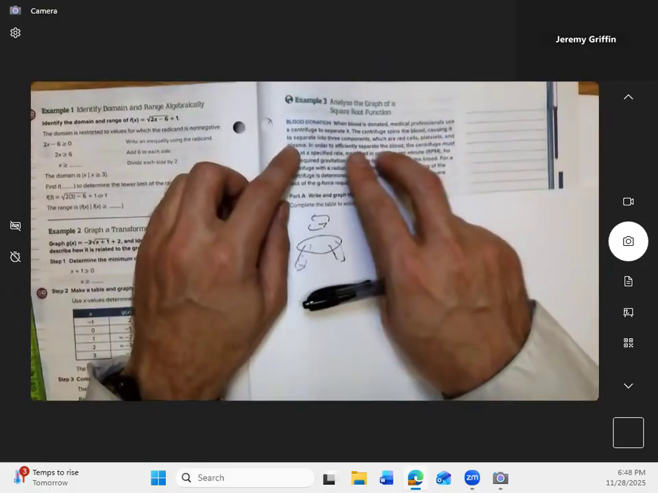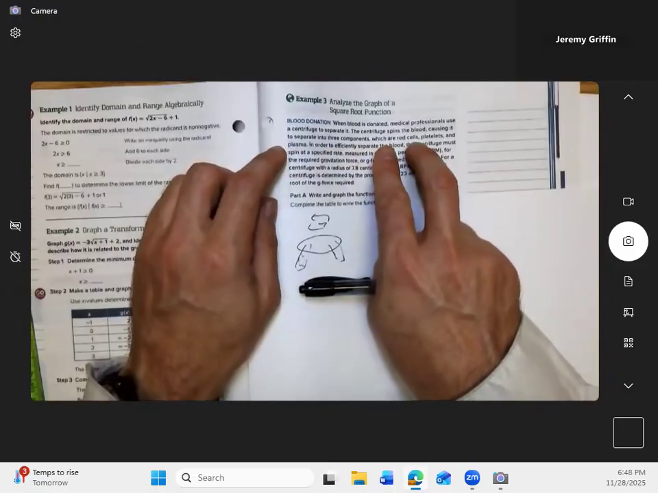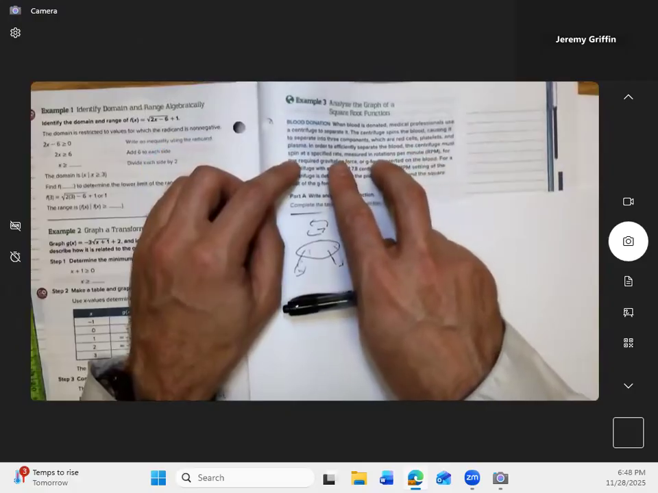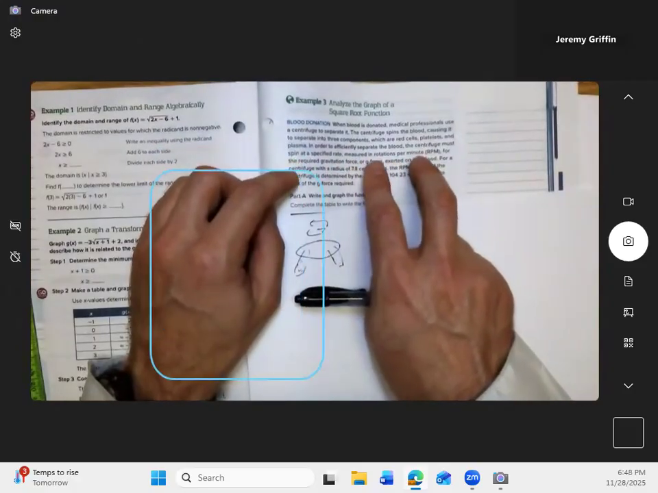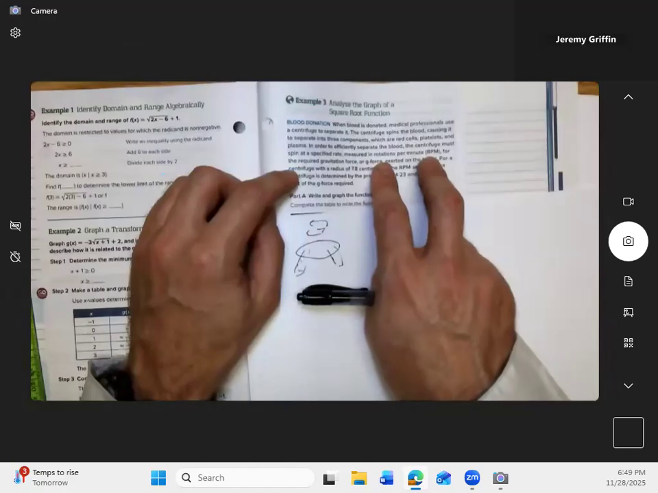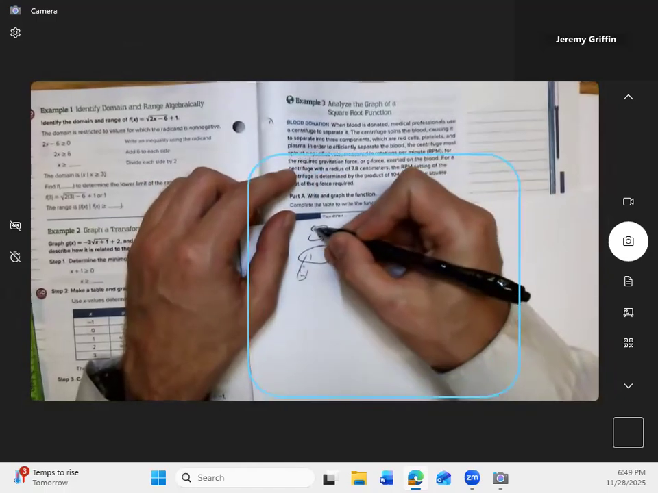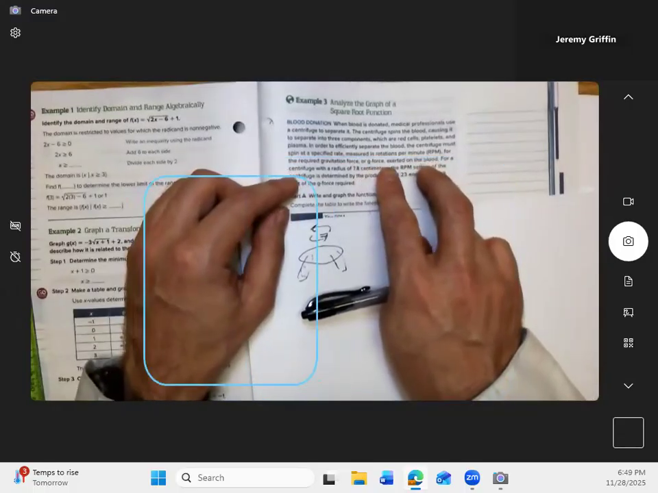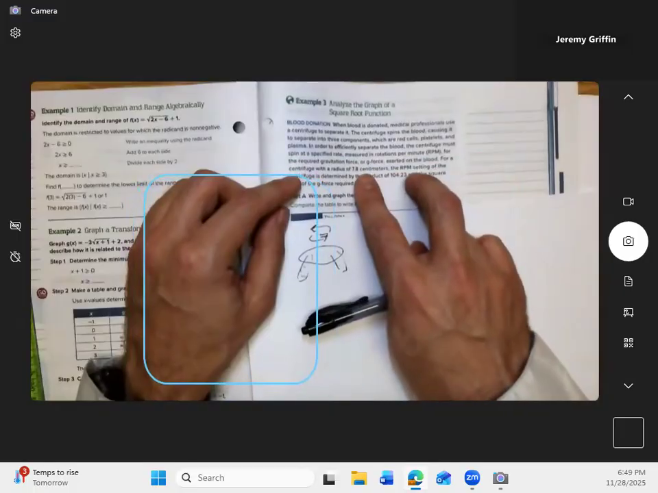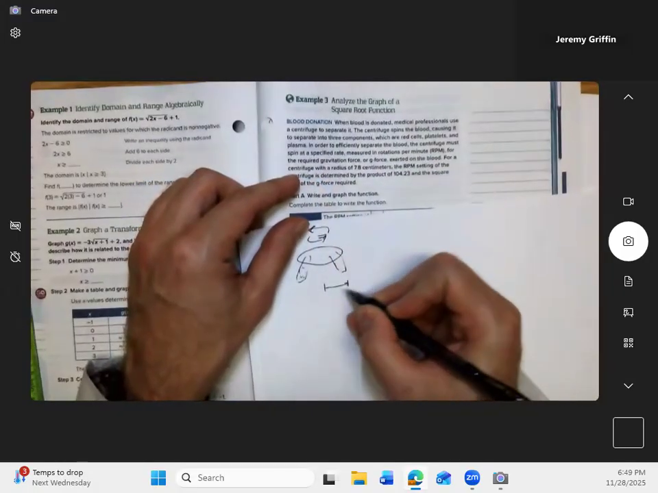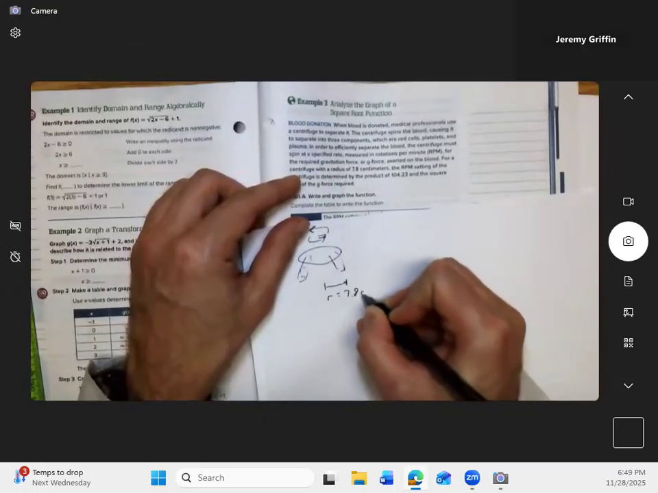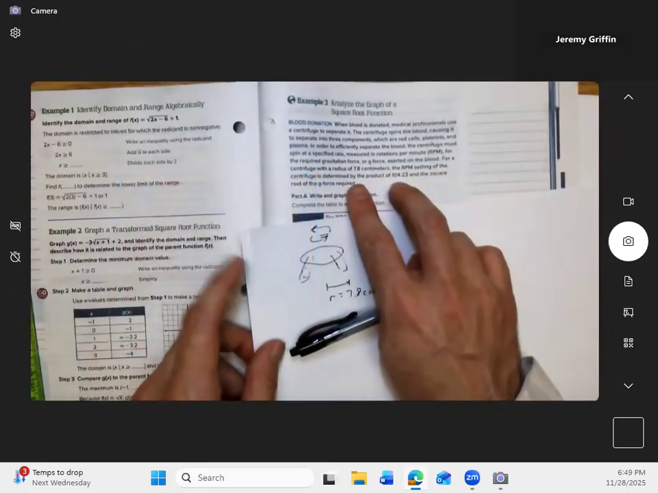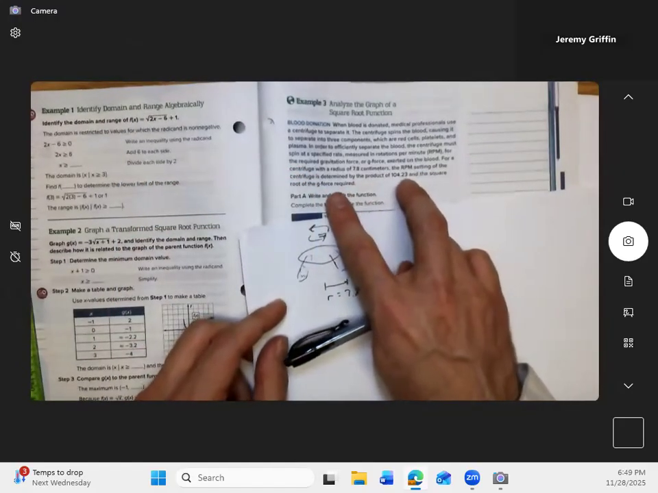The centrifuge spins the blood, causing it to separate into 3 components, which are red blood cells, platelets, and plasma. To efficiently separate the blood, the centrifuge must spin at a specified rate, measured in rotations per minute, RPM. It tells you how fast it is spinning, revolutions per minute, for a required gravitational force, or G force, exerted on the blood. For a centrifuge with a radius of 7.8 centimeters, the revolutions per minute setting is determined as a product of 104.23 times the square root of the G force required.